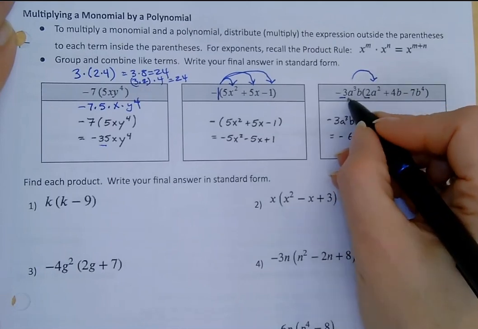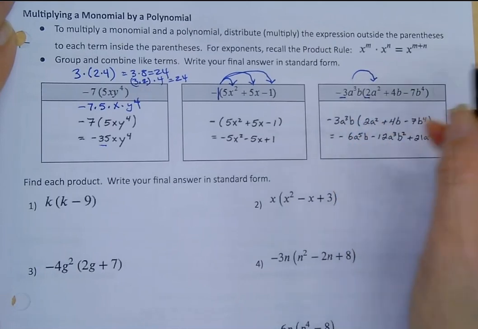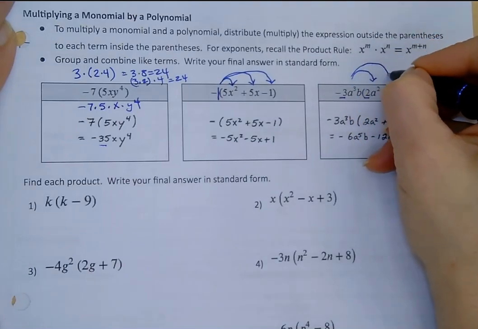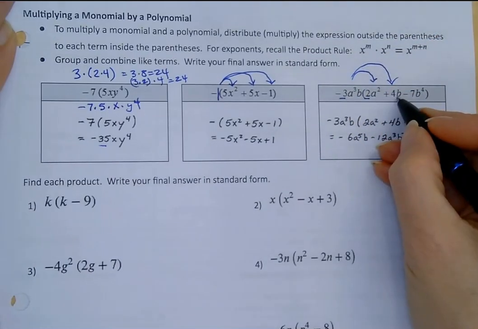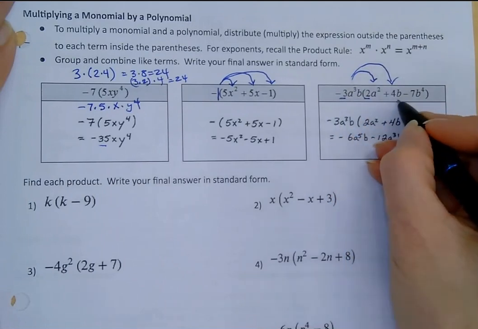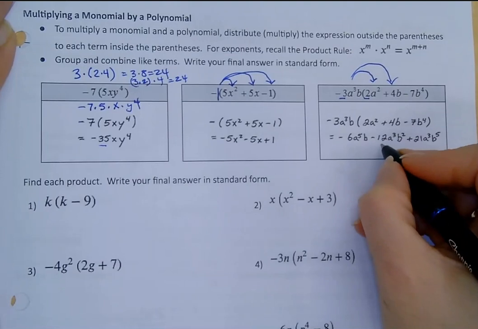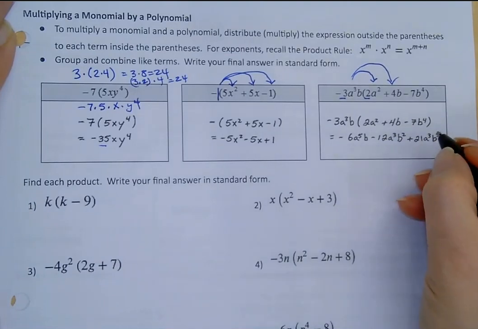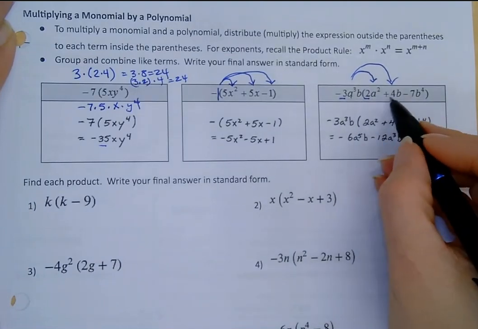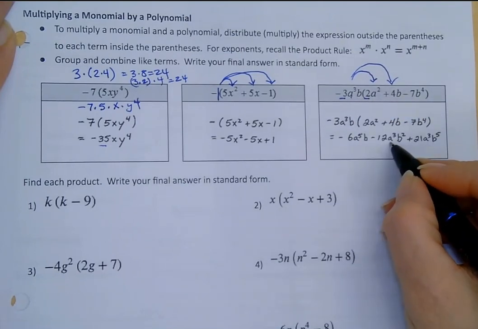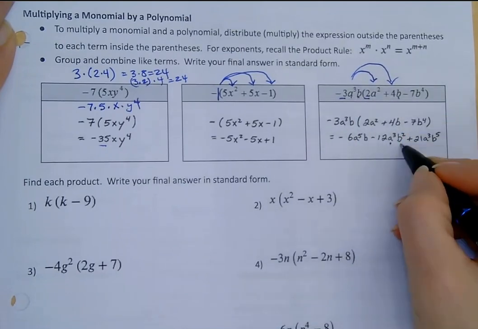So I've taken care of -3a cubed b times 2a squared. Now I go to my second term. Again, -3a cubed b times all of that. I can multiply numbers together. -3 times 4 is -12. There's my -12. And I can multiply a cubed times no other a's, so I'm just going to write a cubed because I didn't change it. b times b is going to give me b squared.